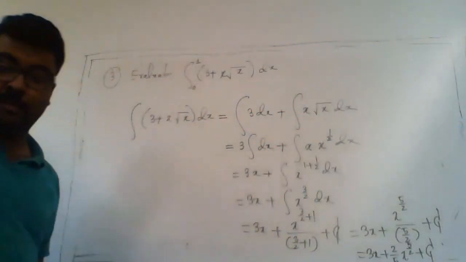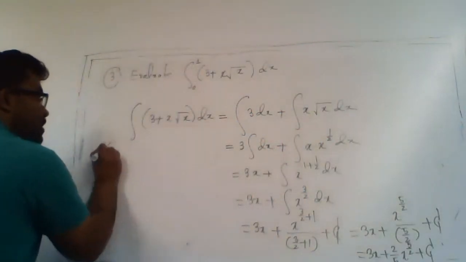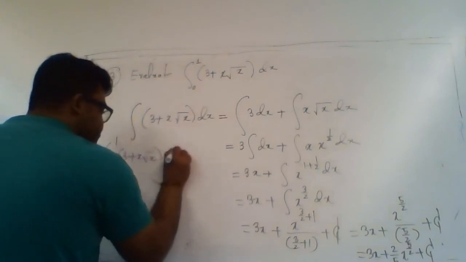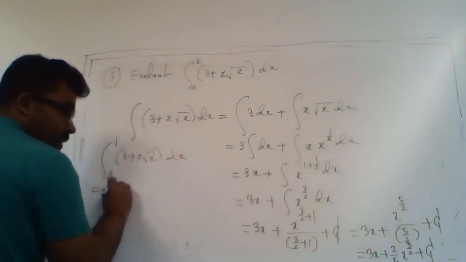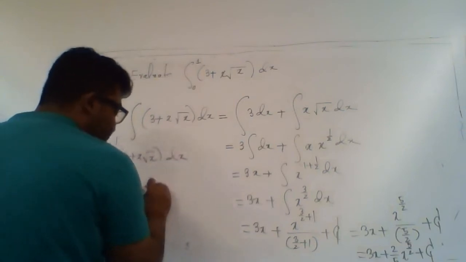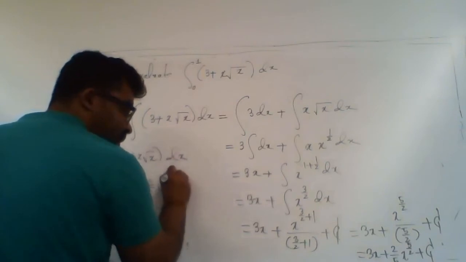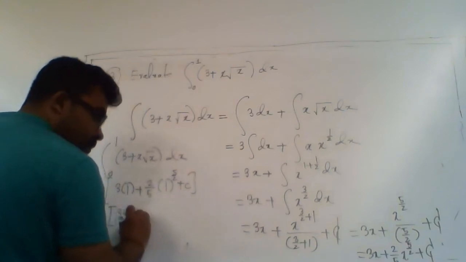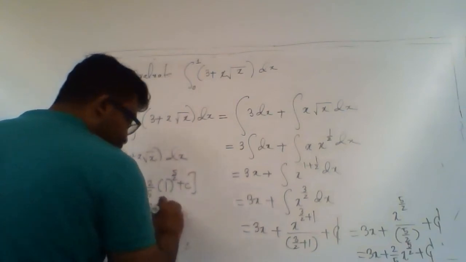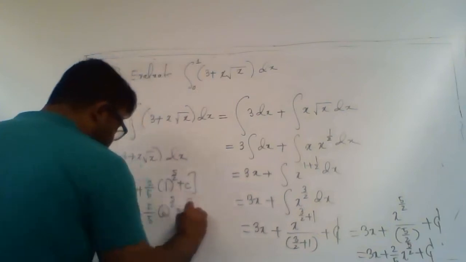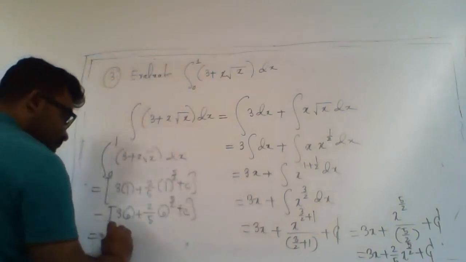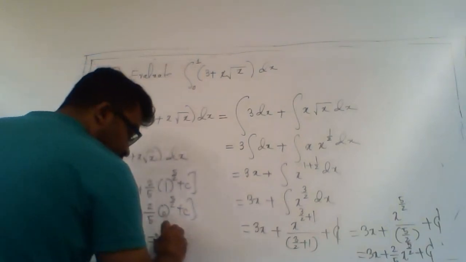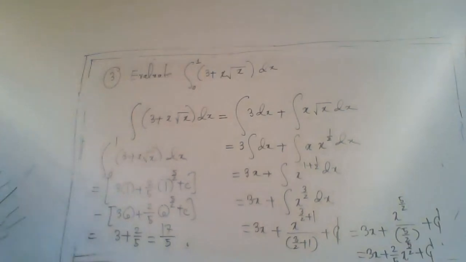Now once you have found this value, just plug in the top value. Integral from 0 to 1 of 3 plus x square root of x dx. Put the top value, you get 3 times 1 plus 2 by 5 times 1 to the power 5 over 2 plus c, minus, if you put 0, 3 times 0 plus 2 over 5 times 0 to the power 5 over 2 plus c. If you simplify, you get 3 plus 2 over 5, c and c get cancelled, 5 3s are 15, you get 17 by 5 as your answer.